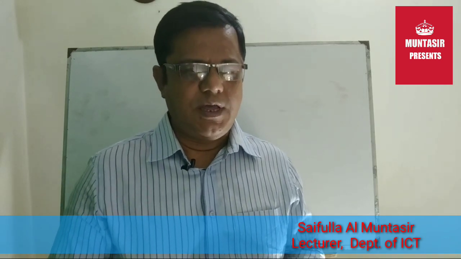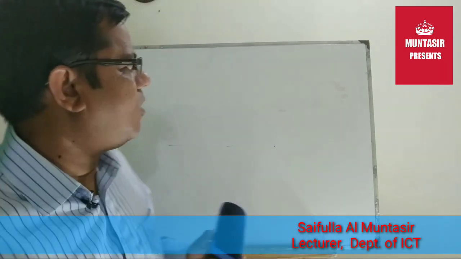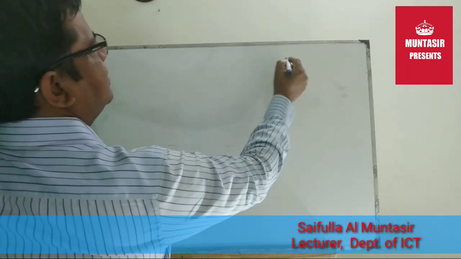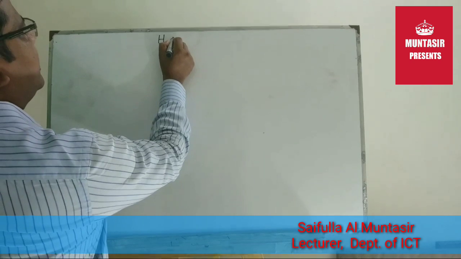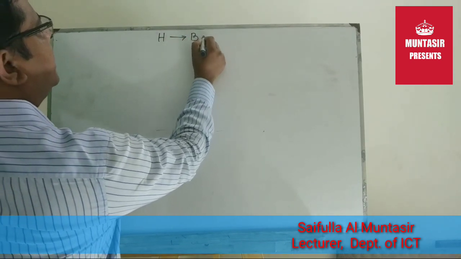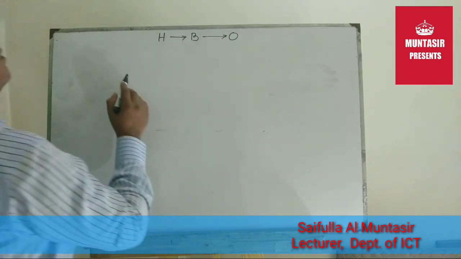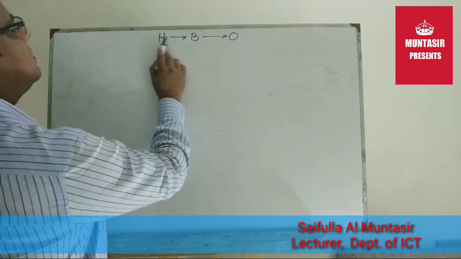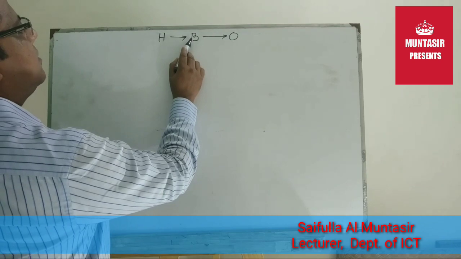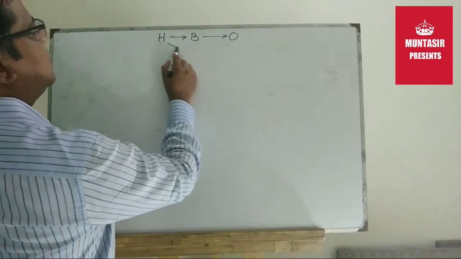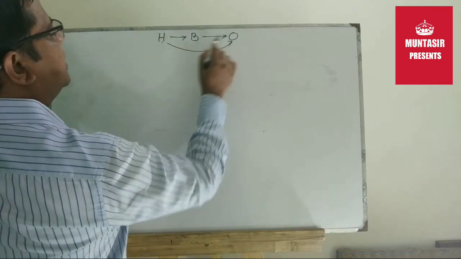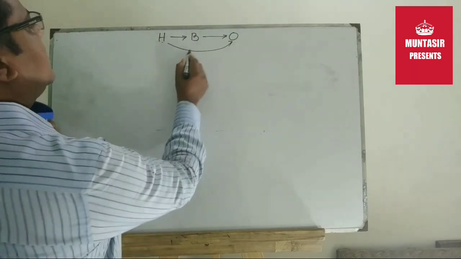Today, we'll discuss conversion: hexadecimal to binary and hexadecimal to octal. We can convert hexadecimal to binary directly, but we can't convert hexadecimal to octal directly.